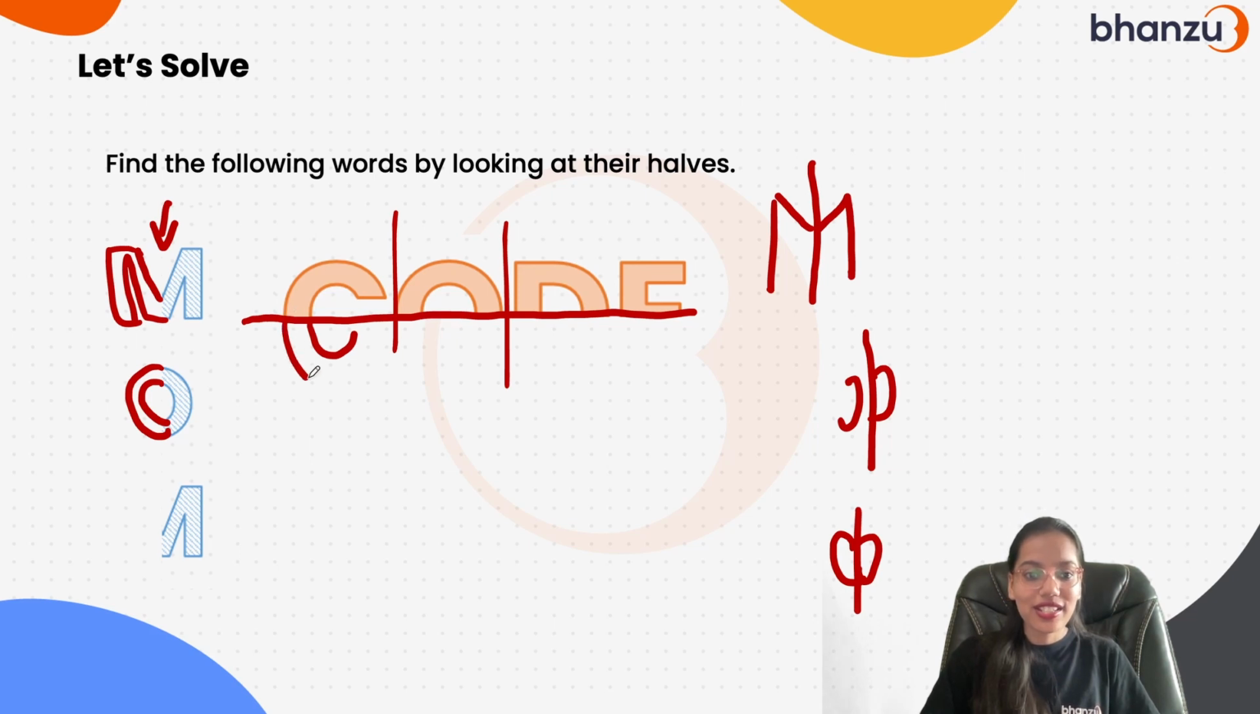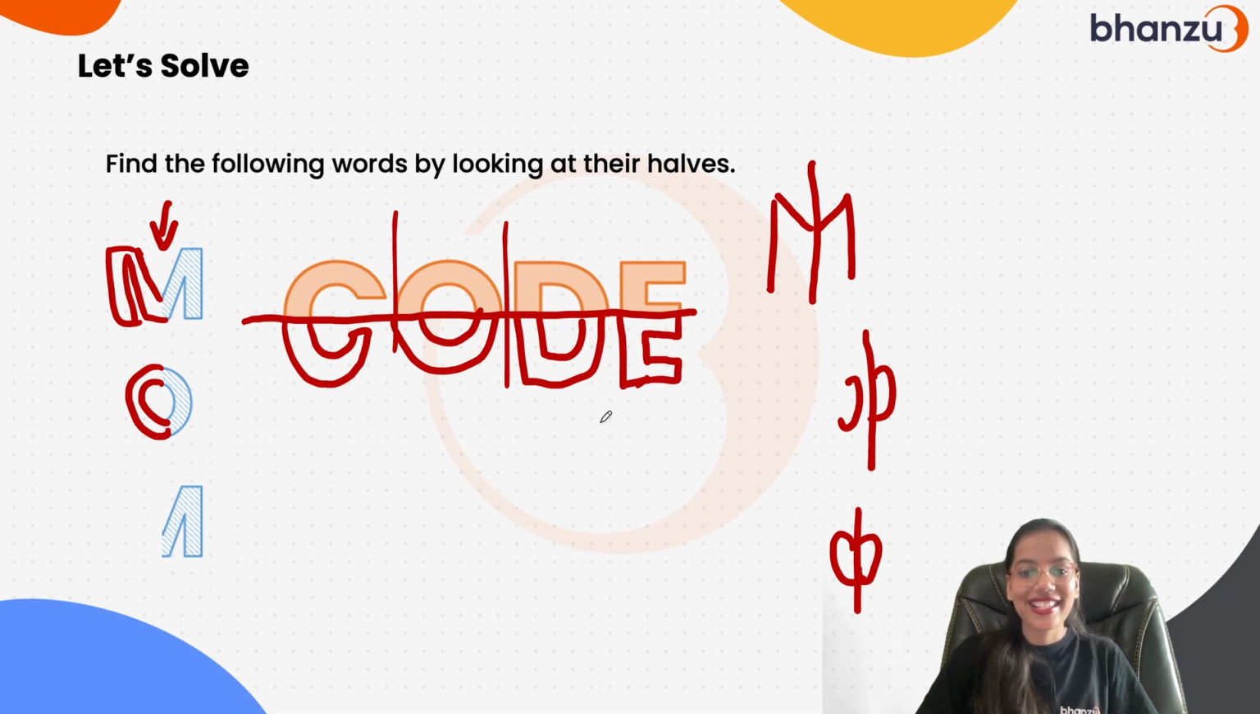So continue this, draw in the opposite direction. Do the same for the other letters as well. Let's extend it, draw in the opposite direction, extend it and draw in the opposite direction, extend it and draw in the opposite direction like this. So which word is this? C-O-D-E, code. That's amazing.